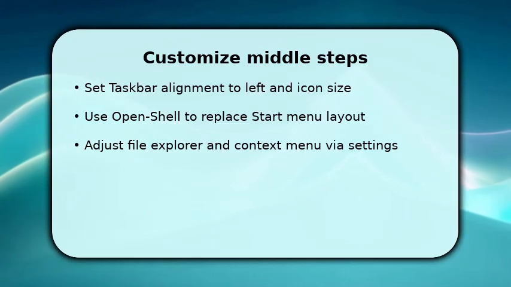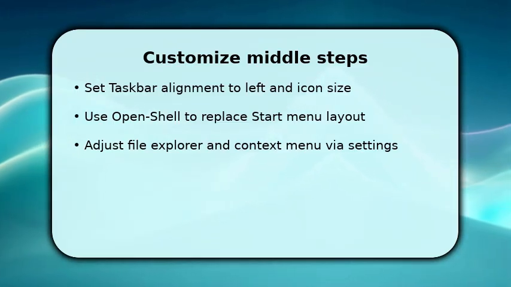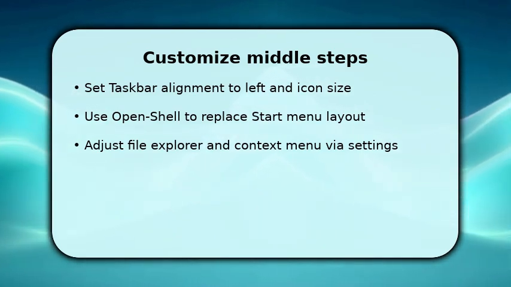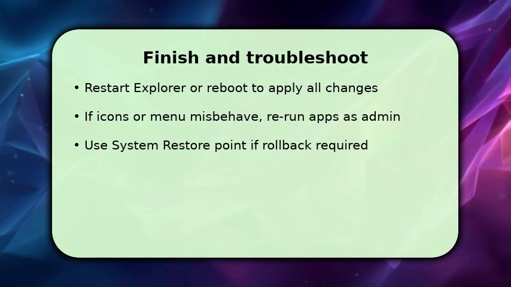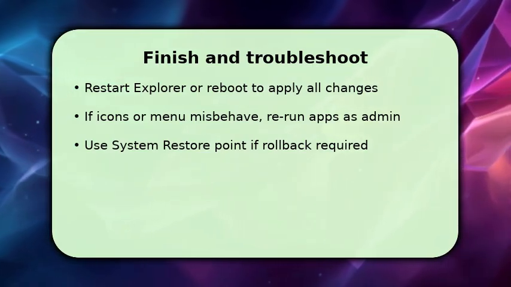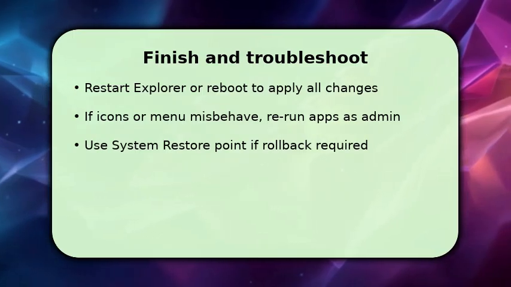Once the Start replacement is applied, open File Explorer options and enable classic navigation panes. These steps consolidate the look and improve discoverability. You finish by restarting Explorer or performing a quick reboot so all changes lock in. That resolves most transient glitches.